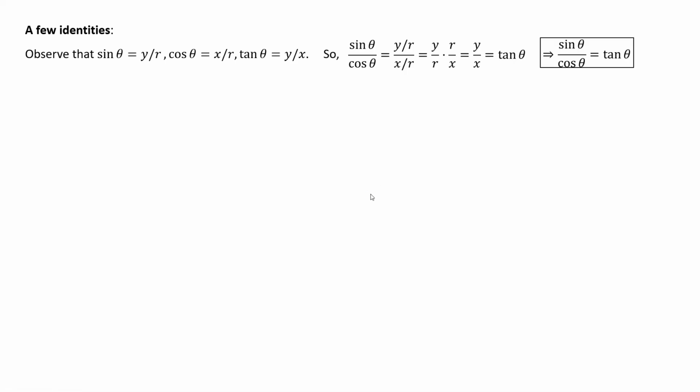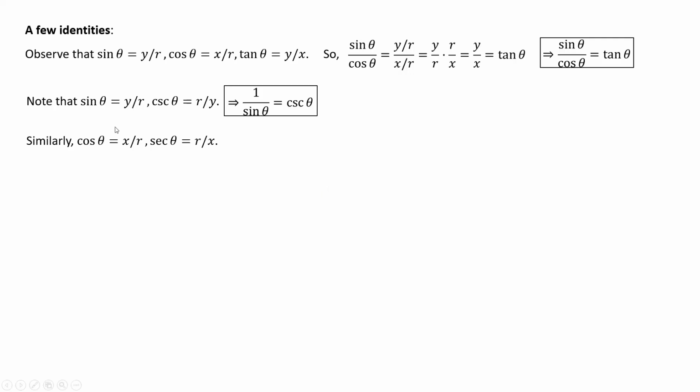Okay, are there any other identities like that? Yep. Note that sine theta is y over r, but cosecant theta is r over y. This is what I was saying. It's a reciprocal. Cosecant is a reciprocal of sine. That means 1 over sine theta is cosecant theta. That's also another identity, which means for whatever theta you plug, that concept is true.